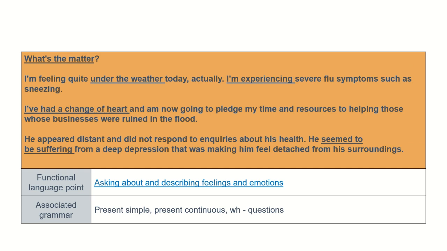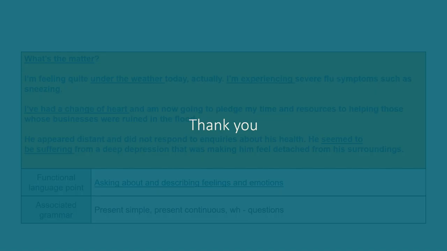The third one that we have is asking about or describing feelings and emotions. So, what's the matter? Under the weather: today, I'm feeling quite under the weather. I'm experiencing. To talk about your feelings, I've had a change of heart. All these expressions are used to talk about feelings and emotions. He seemed to be suffering. Okay, so it's a good idea to use these phrases if you are expressing your feelings and emotions.